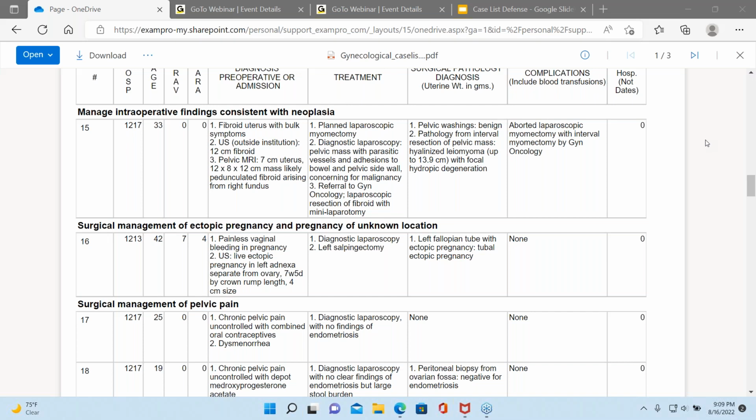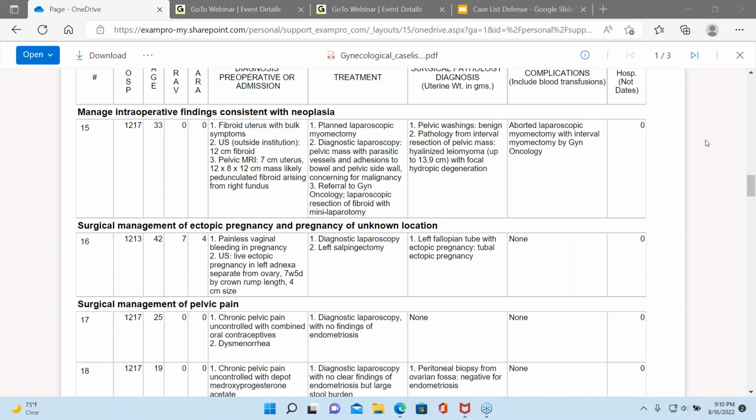So this is a case of a 33-year-old G0 who had bulk symptoms and was found on ultrasound at an outside institution to have what appeared to be a 12-centimeter fibroid. When she presented to me, I ordered a pelvic MRI to better delineate the fibroid and plan for a laparoscopic myomectomy. On the MRI, it appeared that the fibroid was arising from the right fundus, and it was described as consistent with a fibroid in appearance. So I was doing this case with a partner.